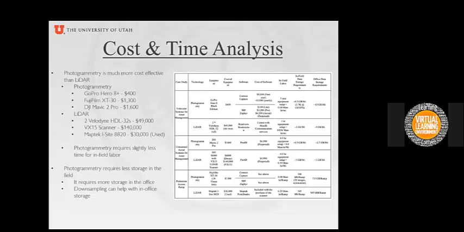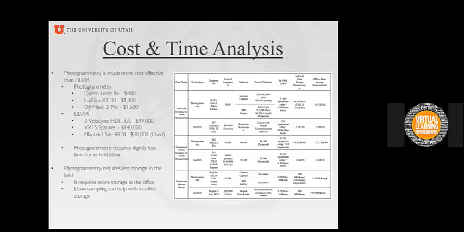$49,000. The VX15 scanner that was mounted onto that M600 drone that we use for highway asset management is $140,000. And the MapTech terrestrial LiDAR scanner that we use is an older scanner, and it's still $30,000 used.